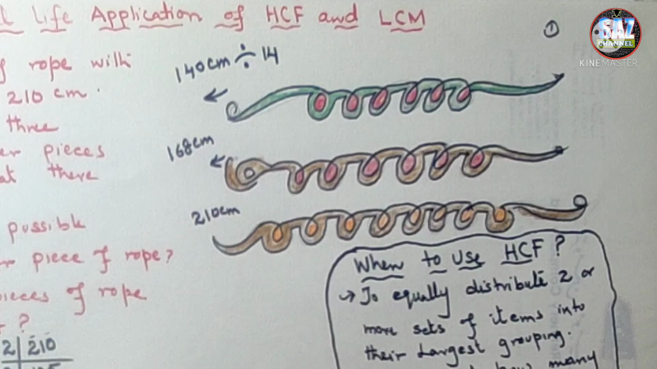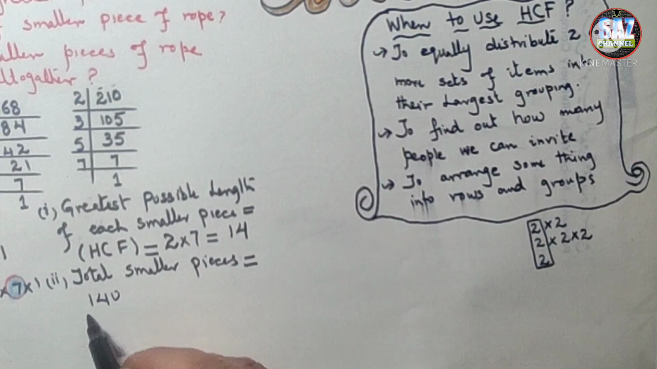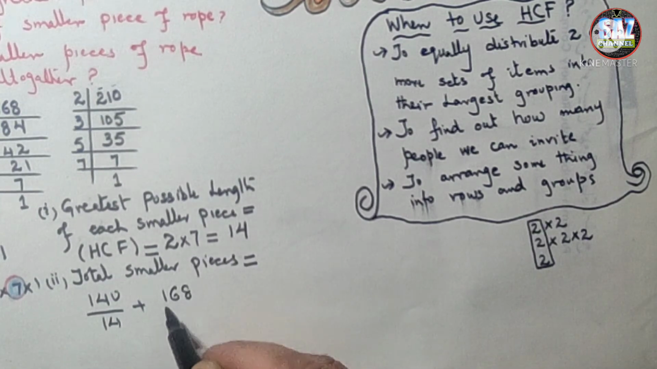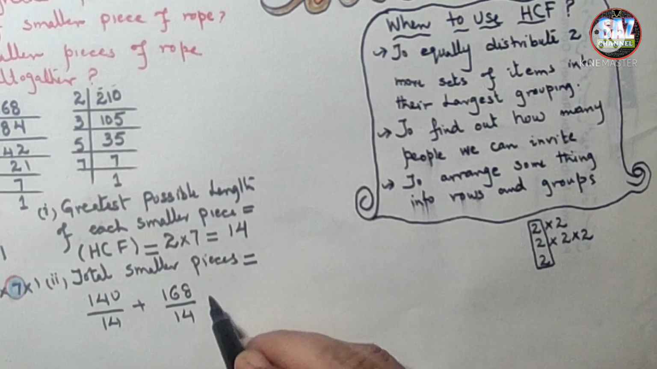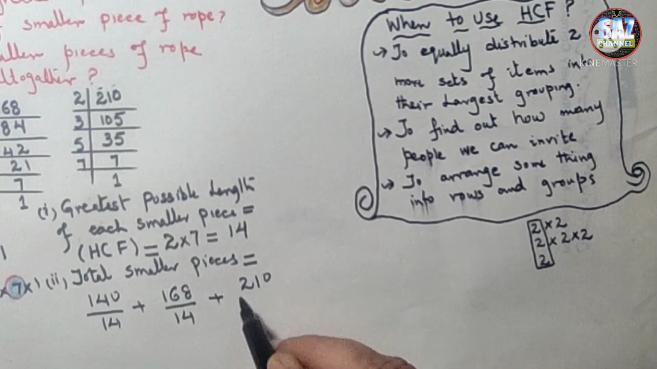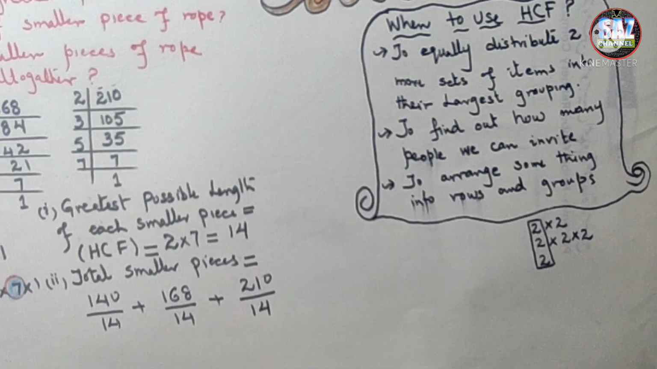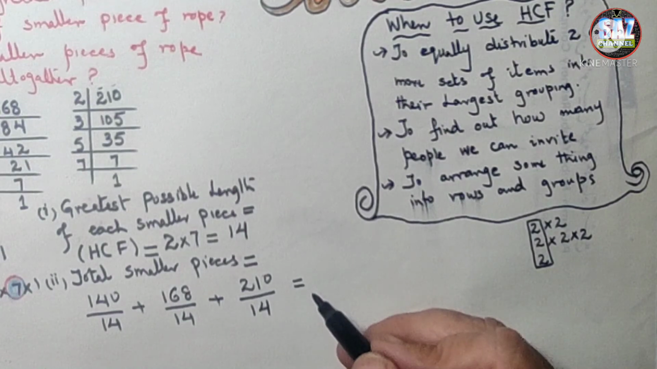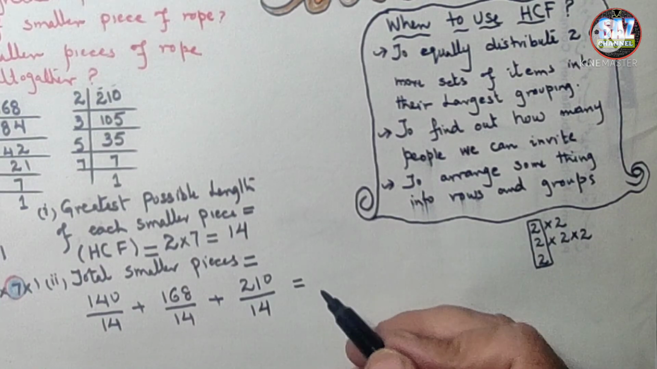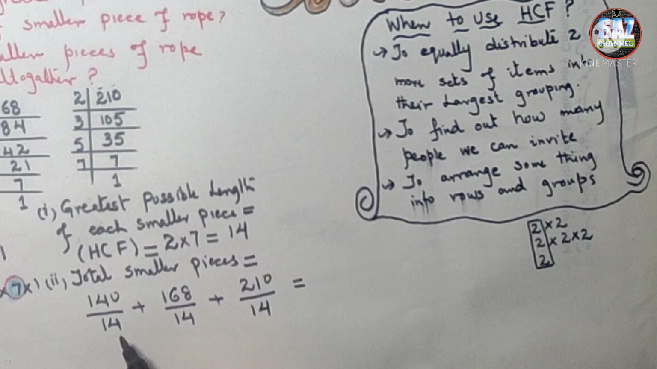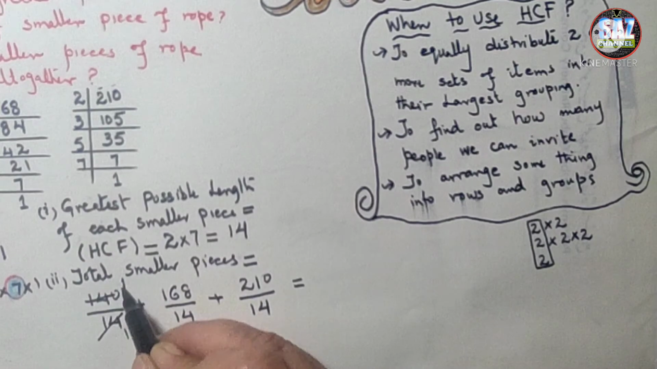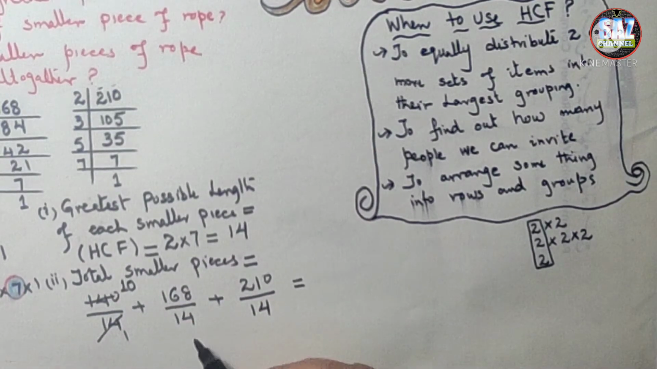So what we have to do is 140 divided by 14 plus 168 divided by 14 plus 210 divided by 14. As we are doing these questions for class 6 and 7 students, I will not prefer a calculator, and secondly these questions are mostly coming in paper 1, so we will try to learn to use mental calculations, like 14 ones are and 14 tens are. You should have good command on the tables and mental math skills as well.